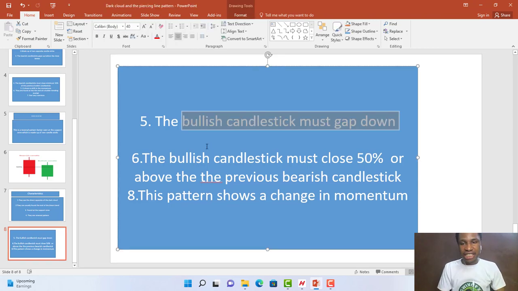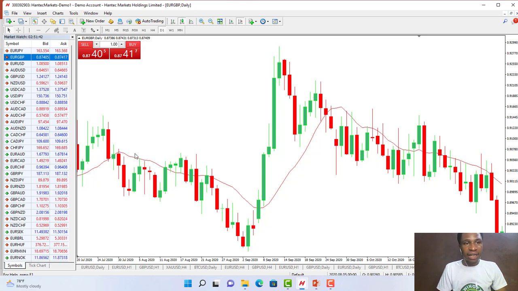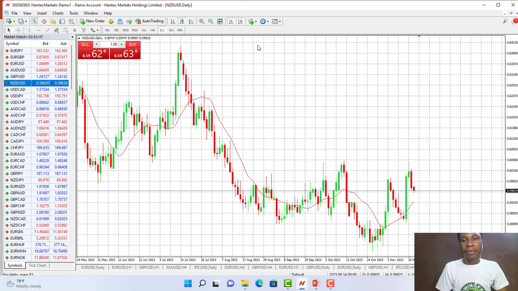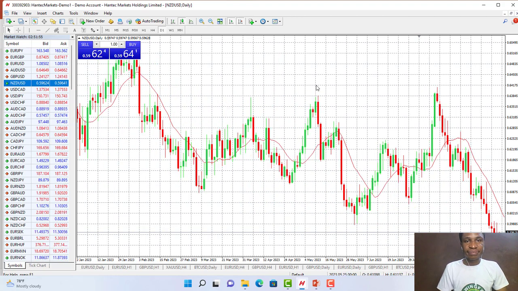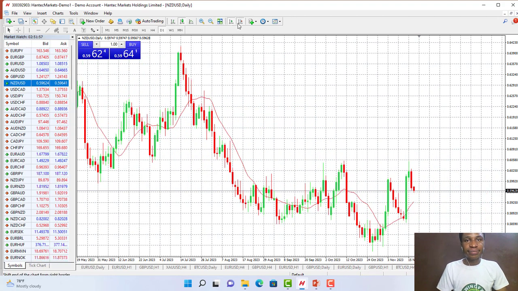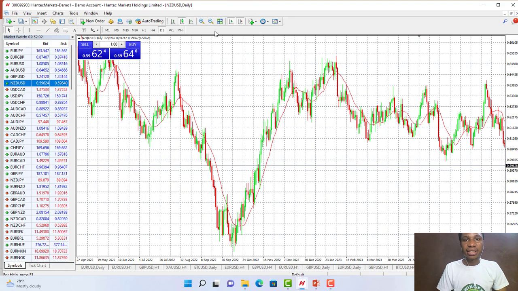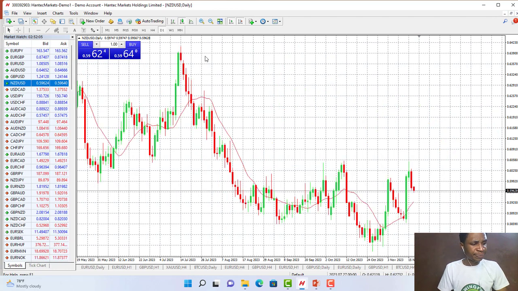So let's go to our chart. Let's see if we can spot something like that. I think we saw it the last time on our NZD/USD.